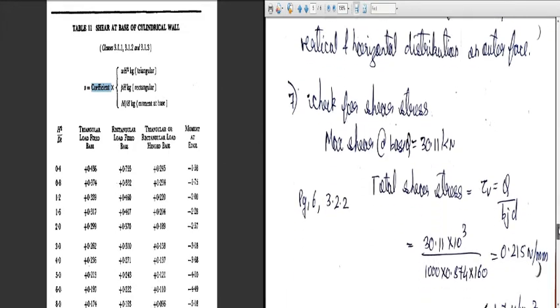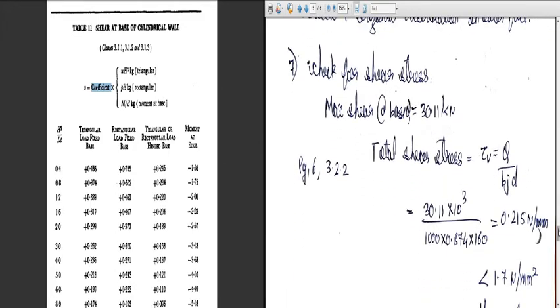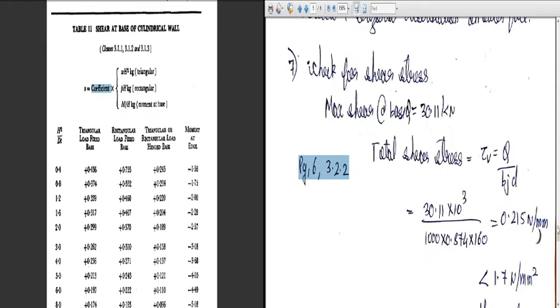Now the last step, 7th step, is check for shear stress. So maximum shear at base Q is equal to 30.11. So you can see on page number 6, 3.2.2. Okay, I will just take you there.